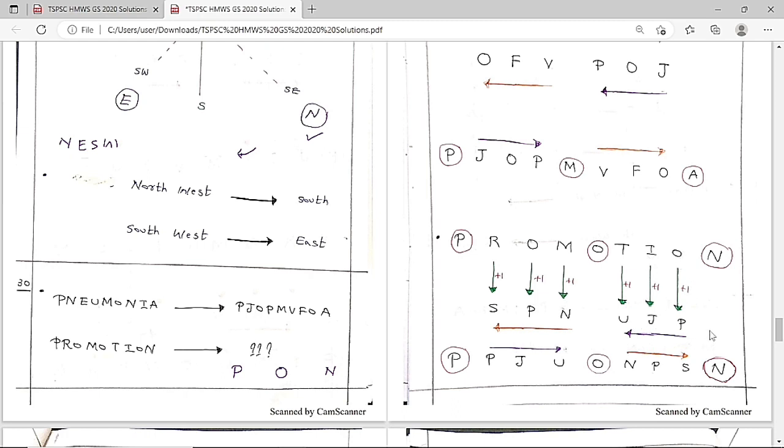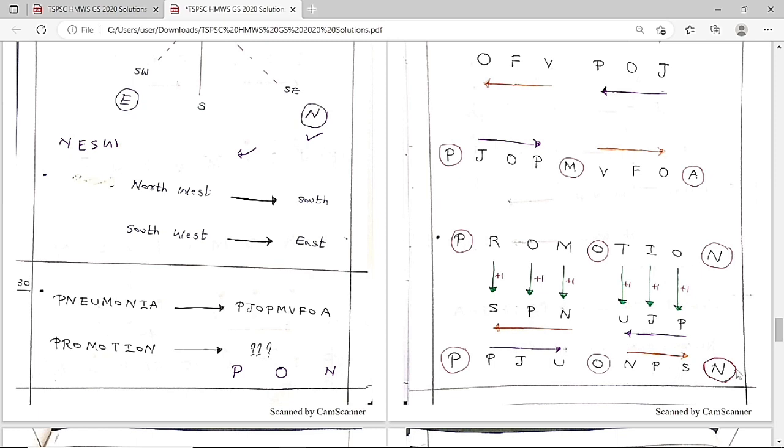I have already told you, we have to go from right to left, but while writing, you have to go from left to right. So PJUNPS. So this is the result that you are going to get. So this is a final coding. So for promotion, the answer is PPJUONPSN. So this is the correct solution of this question.